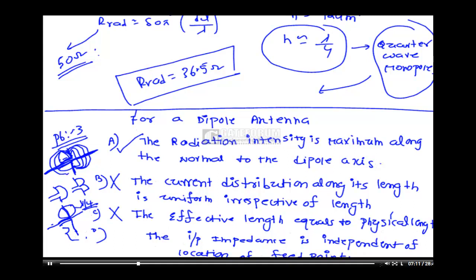And the fourth option is, the input impedance is independent of location of feed point. No, this is also wrong, because input impedance depends upon the location of the feed point, because it depends upon the length where we are giving the feed. It varies with respect to the feed point also. So B, C, D are wrong. Option A is correct.